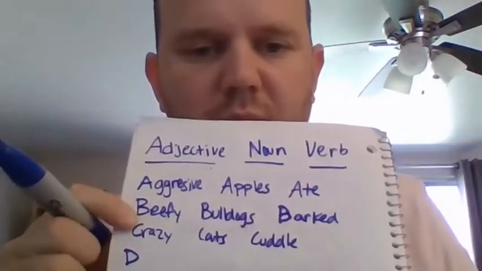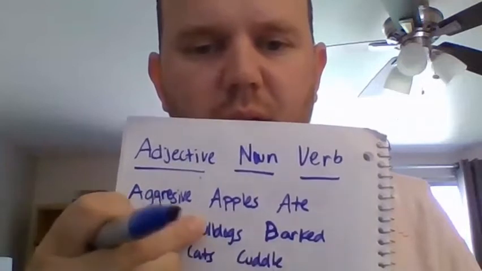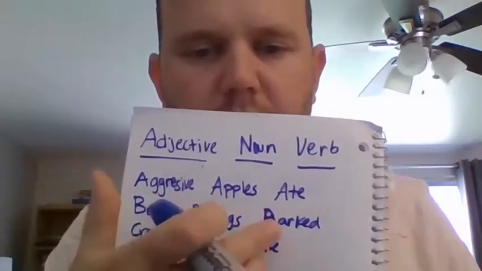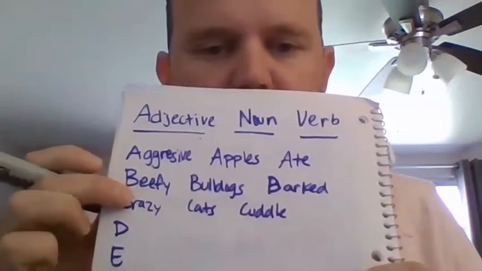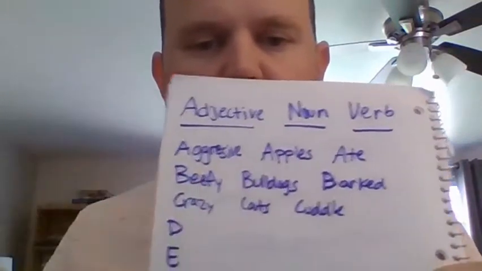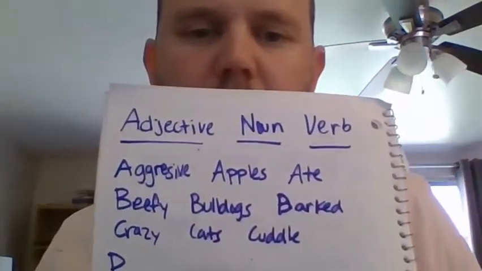Then you just move on to the next letter. So B, I chose beefy bulldogs bark, or barked. I did past tense, but you can do either form. C, I did crazy cats cuddle. Notice that they all start with the same letter and sound. That's how you would do your alphabet alliteration poem. You'll do that all the way from A until Z, so 26 letters, which means you'll have 26 lines in your poem.